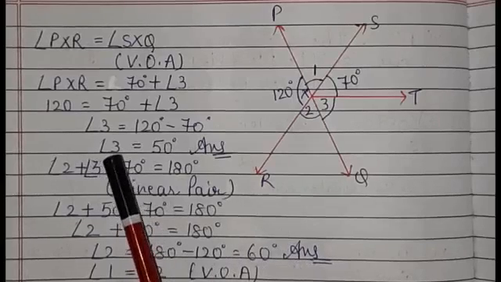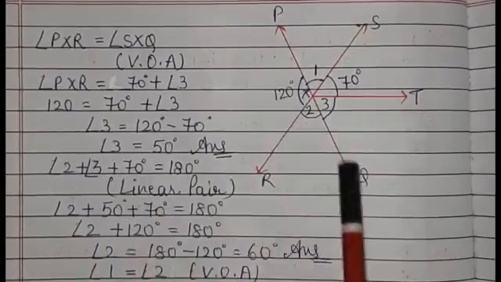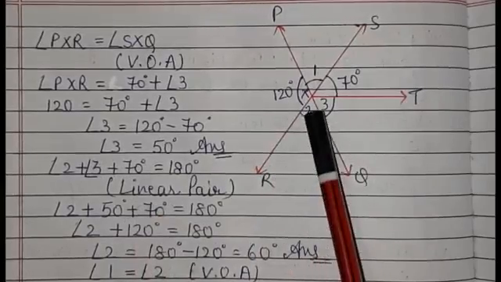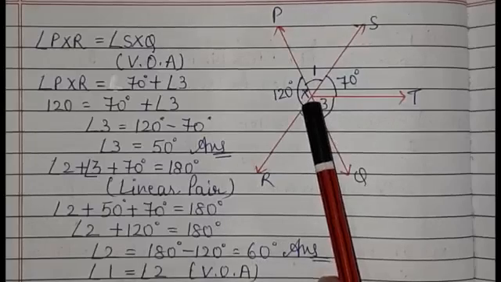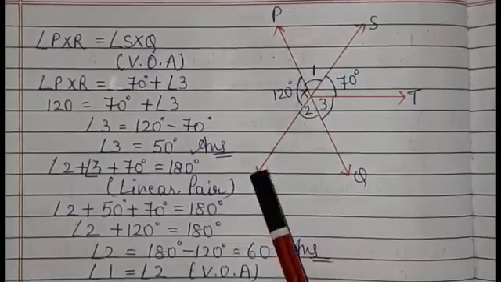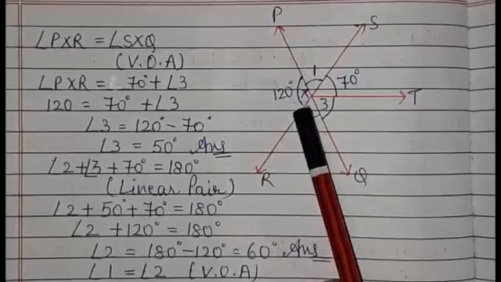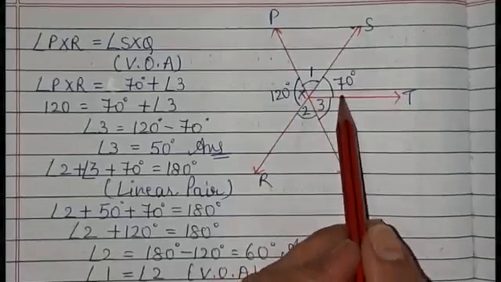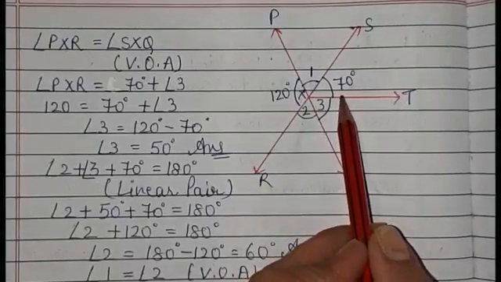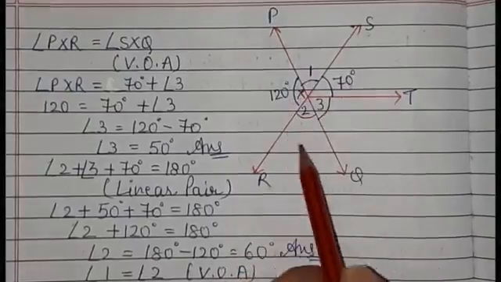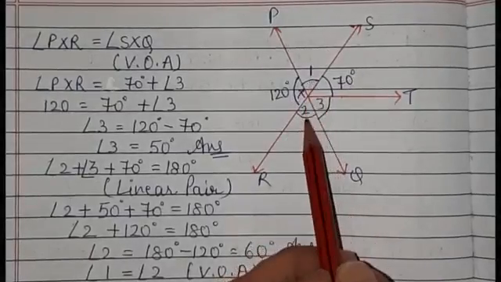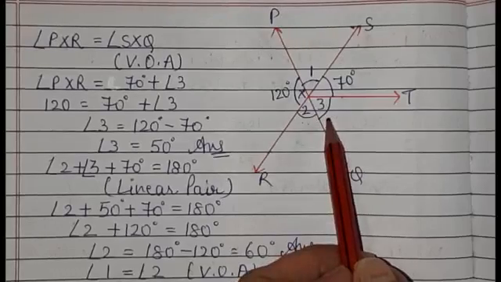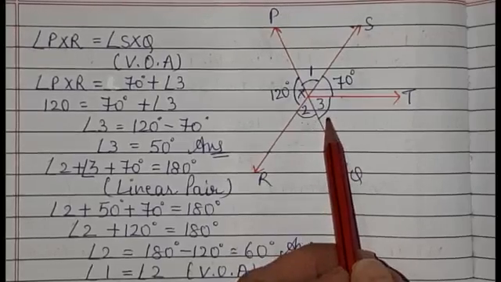Now come to sum number 4. Two intersecting lines PQ and RS meet at X. Angle PXR is equal to 120 degrees and angle SXT is given 70 degrees. Find all the other angles in the figure. We have to find the value of angle 1, angle 2, angle 3. Right? How will we calculate?